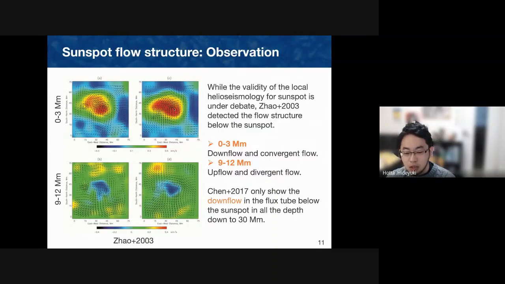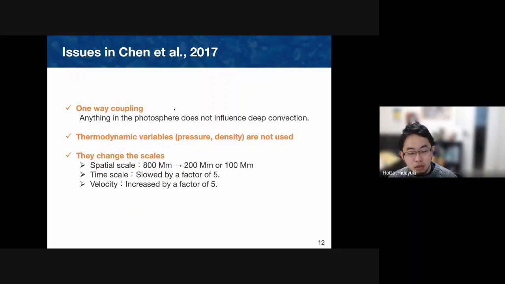Several issues in Fenchan's calculation: this is a coupling calculation, a very challenging calculation. This is just a one-way coupling, so only information from the deep convection zone calculation to the photosphere is allowed. Anything in the photosphere does not influence the deep convection zone calculation, okay? And the thermodynamic variables are not used. I mean, pressure and density from the dynamic calculation are not used for the transient calculation.